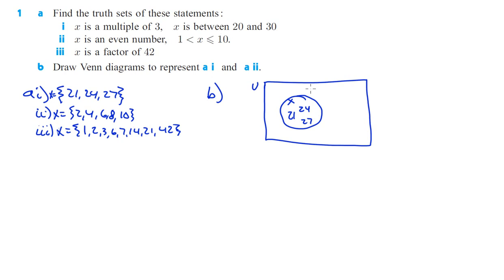And then we're going to put all the other numbers that are not X, so we'll call that X prime, all the numbers that are going to be between 20 and 30. And we're going to have to assume that's just the integers, even though they didn't say. So that would be 22, 23, 25, 26, 28, and 29. Okay.